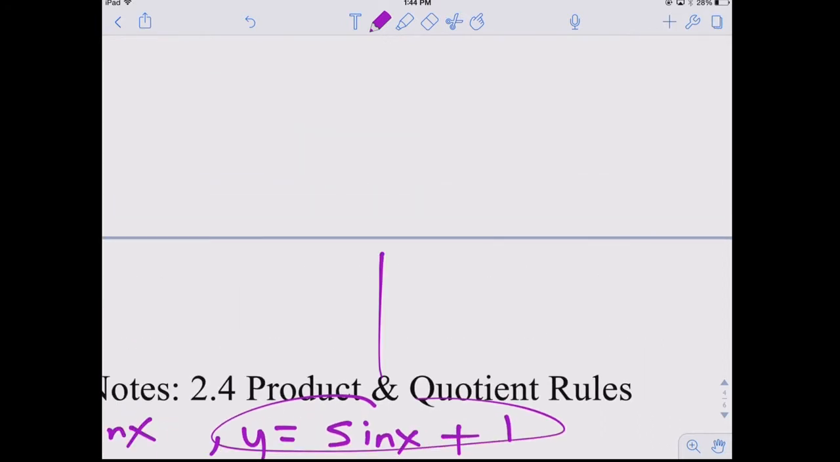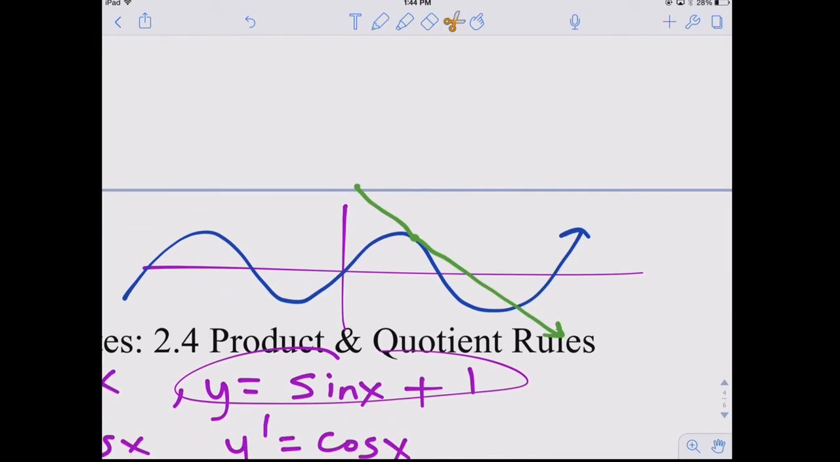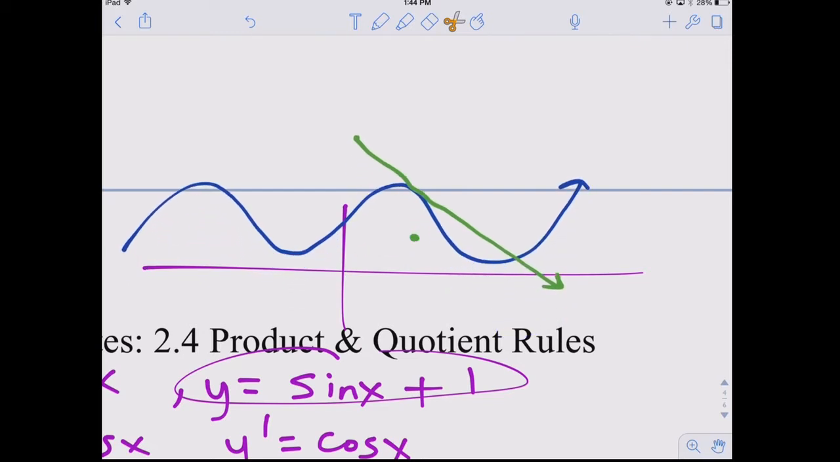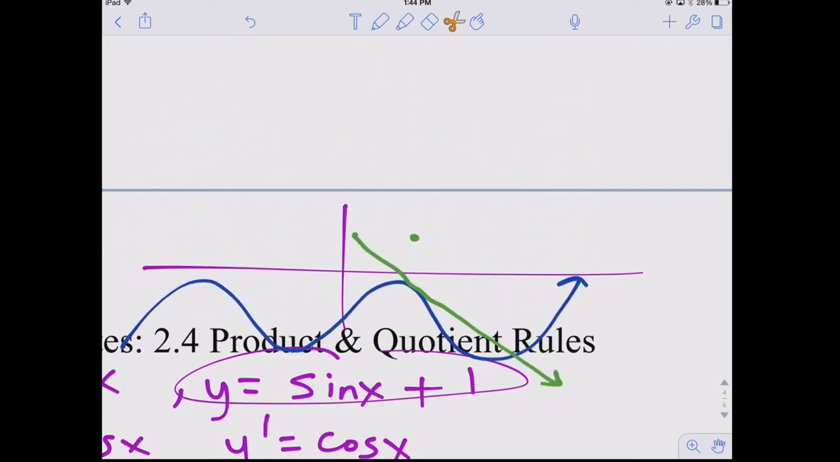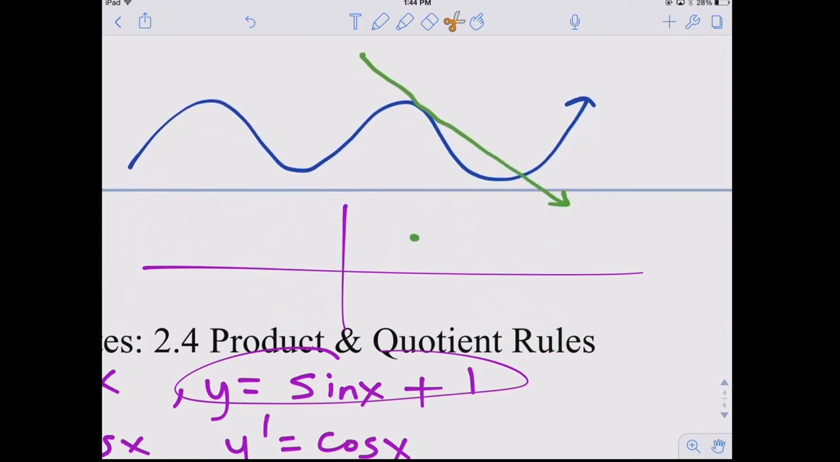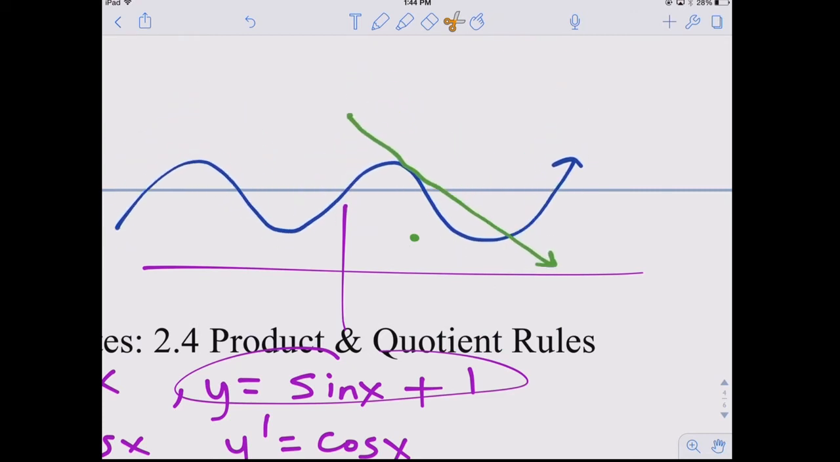So let's see why that works. It's always nice to have a graphical tie-in. If I look at this graph of sine, and I look at the slope of the graph right there, okay, what would happen if I moved that graph straight up or down? Would the slope of that line change at that same x value?